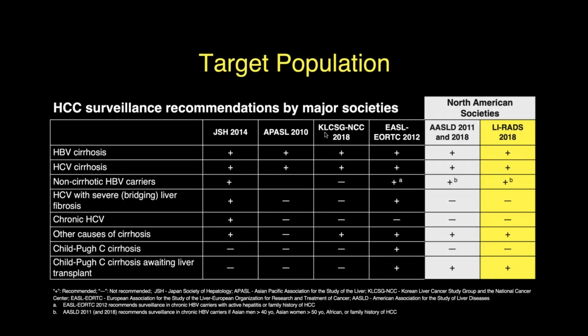I also want to point out that with the AASLD and LI-RADS, the target population is different compared to other countries. And so if you don't live in North America, then you should refer to your local hepatology society's recommendations. There are some slight differences in recommended populations. But I do want to point out that the AASLD and LI-RADS does not recommend screening and surveillance in patients who have Child-Pugh C cirrhosis. And the reason for that is that their life expectancy is not long enough to where it would be expected that surveillance would prolong their lives, unless they're waiting for a liver transplant, in which case they should undergo surveillance. But it's not clear what modality is best for those patients on the transplant waiting list.